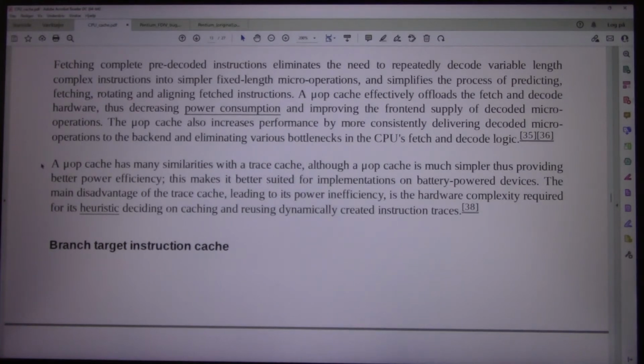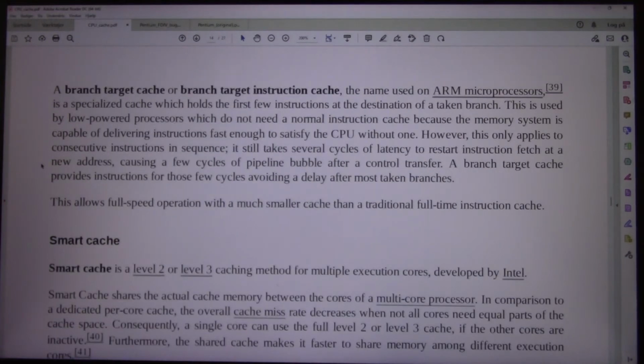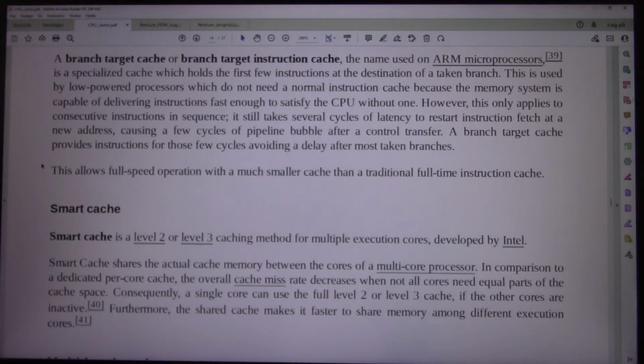Branch Target Instruction Cache. A branch target cache or branch target instruction cache, the name used on ARM microprocessors, is a specialized cache which holds the first few instructions at the destination of a taken branch. This is used by low-powered processors which do not need a normal instruction cache because the memory system is capable of delivering instructions fast enough to satisfy the CPU without one.